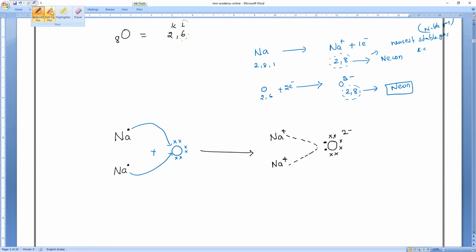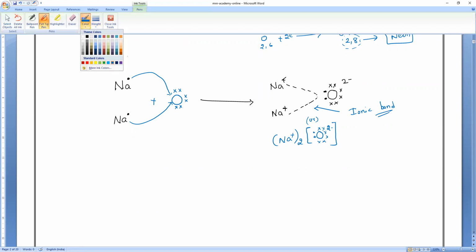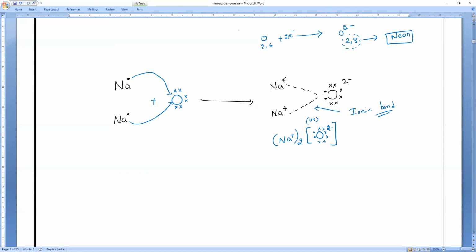Before it was 1 minus, now what? 2 minus. So you can write Na plus 2, and here you can write oxygen with the already existing 6 electrons, and 2 minus. So what bond is it, ionic bond or covalent bond? Donating and receiving electrons means ionic bond. So this is how you have to solve it.